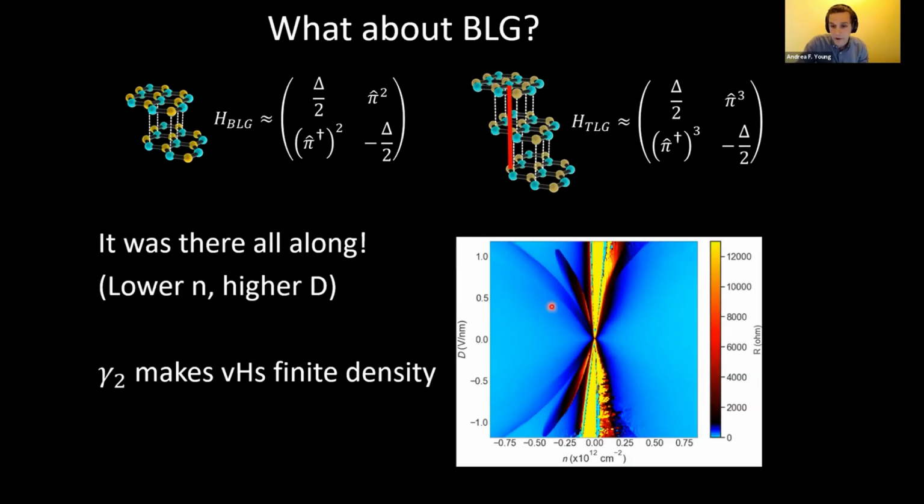are too low. And the detail is that there are additional hoppings in the ABC band structure, which are kind of key to making all of this stuff happen at finite density. They just don't happen in Bernal bilayers. So it's a detail, but that's important for making all this happen at finite density.